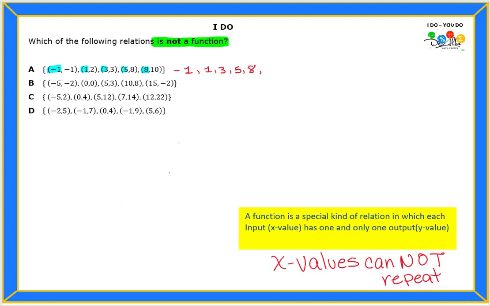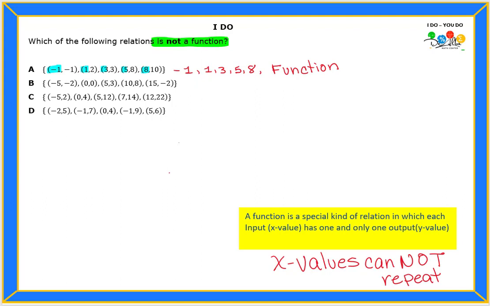And I've noticed, what's happening? Do I have any number that repeats? No, right? None of the numbers repeats. So if none of my numbers are repeating, then what does that mean about this one? Well, it means that the relation on answer choice A is actually a function because none of my x values repeated.